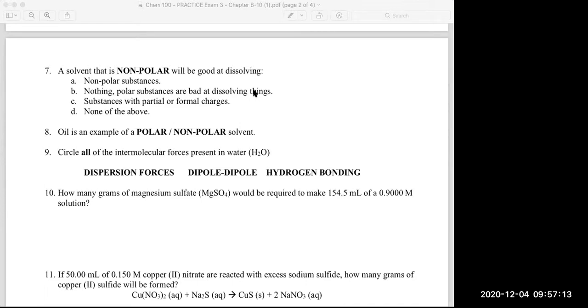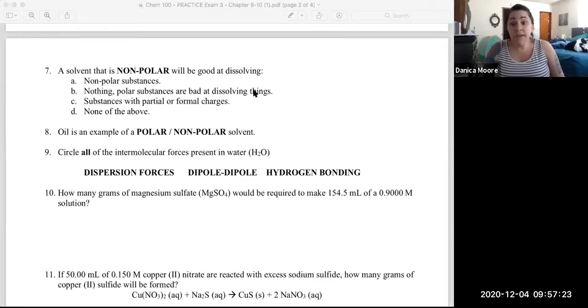I have a question about that. How do you recognize when to use the M1V1 equals M2V2 equation? Are you going to have questions like that? So that's a dilution equation, right? You would literally have the words dilution or diluted in the problem, and you would also not be dealing with a chemical reaction.